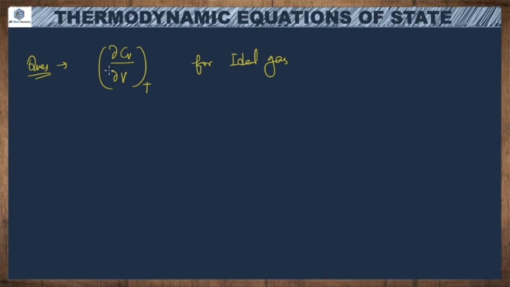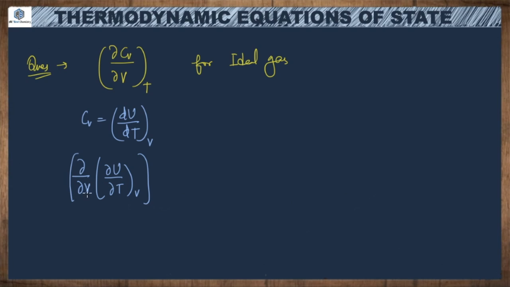What I'm going to do is put in the value of CV. CV I have explained in the previous video; if you have not watched the previous part of this video, you should watch that. So CV is equal to del U by del T at constant V. Now I'm going to put that value here. So what I'm going to get is del by del V of del U by del T at constant V, and the whole thing is at constant T. So understand what I have done: I have just put the value of CV here. The rest of the things are like that only.